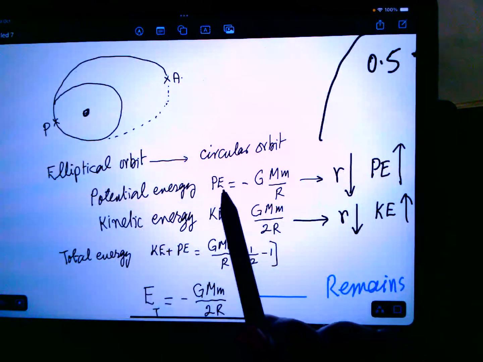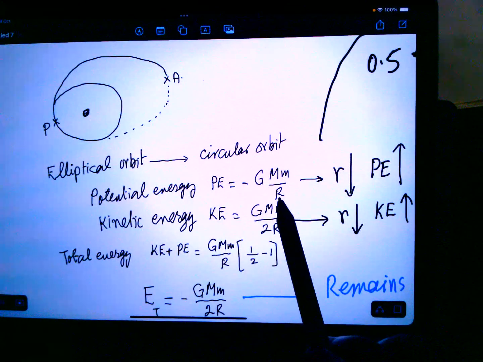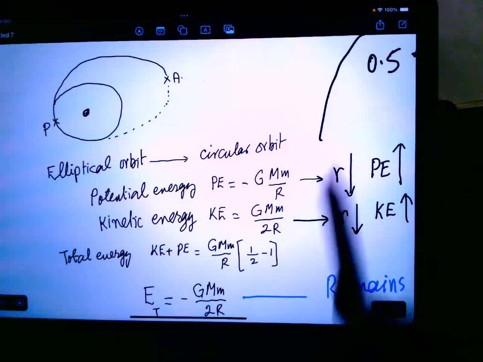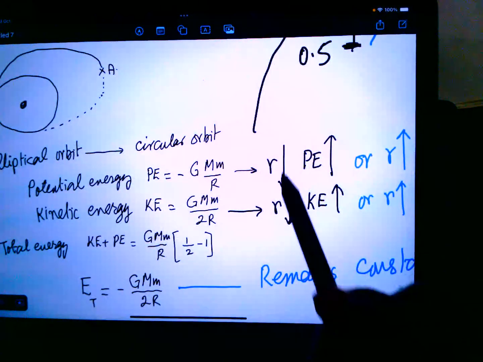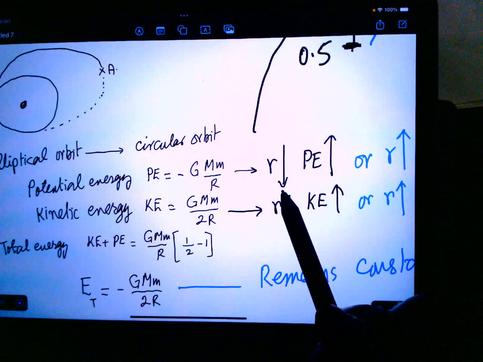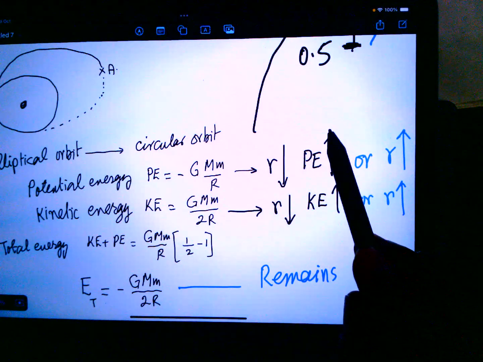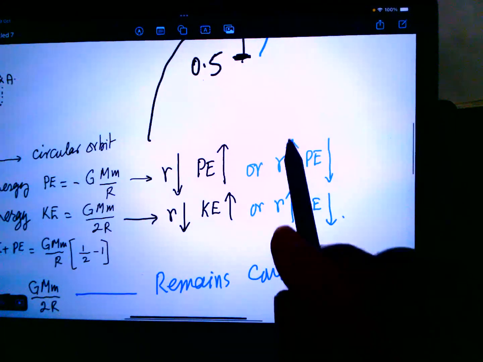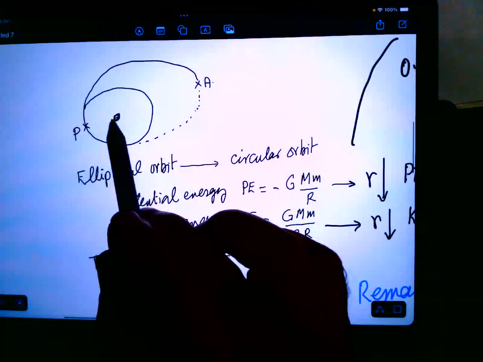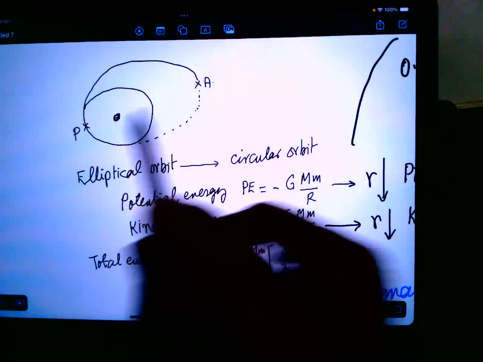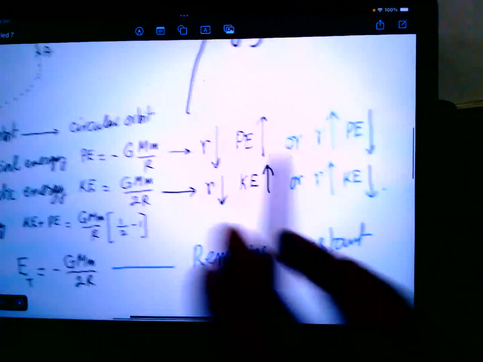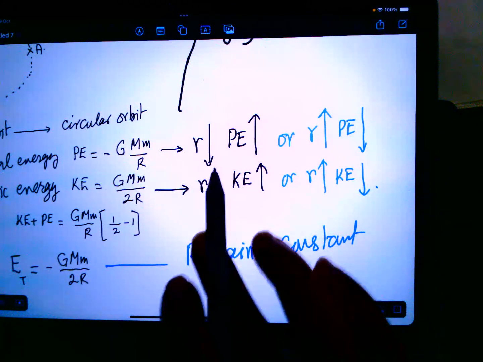So potential energy is equal to minus GMm over r, and when r is reduced, potential energy goes down, it becomes more negative. When r is increased, potential energy goes up. So here r is smaller, and here r is larger. So when r is larger, potential energy is higher.